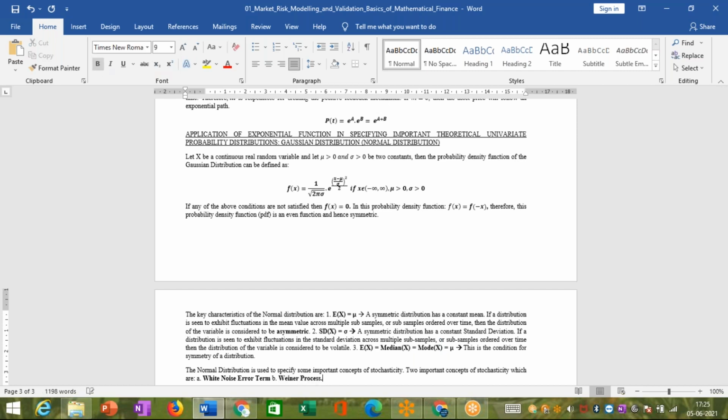Now the question that comes out over here is, why do you think the normal distribution is so important for specifying stochasticity? I could have done it using any other function. Why is it that the normal distribution is so important in specifying this stochasticity? Any thoughts on that? You can put your answer in the chat box first, then we can take it up.